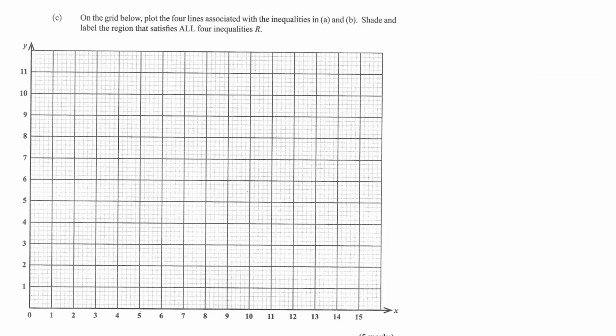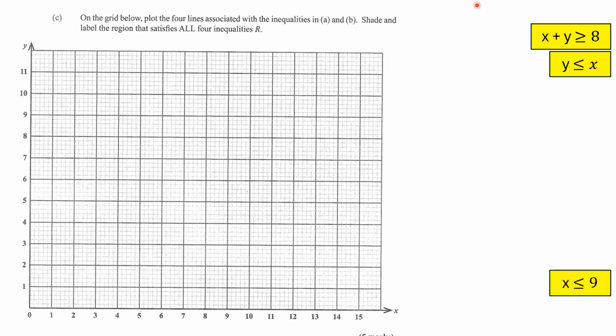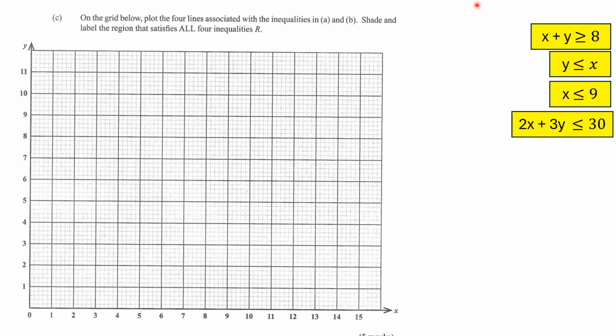All right, so now here we are at part C. On the grid below, plot the 4 lines associated with the inequalities in A and B. Shade and label the region that satisfies all 4 inequalities. So first, let's identify the inequalities. We had x plus y is more than or equals to 8, y is less than or equals to x, x is less than or equals to 9, and 2x plus 3y is less than or equals to 30. So that's our 4 inequalities.